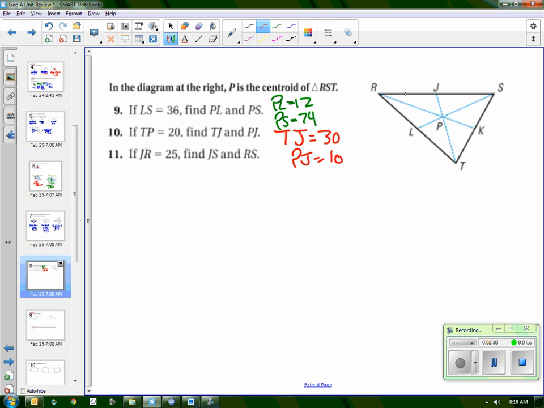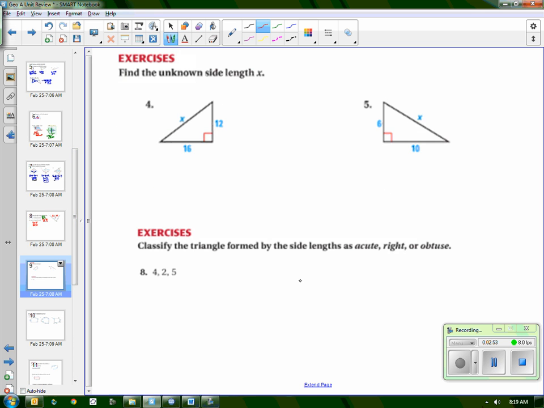JR is 25. This is 25. Well, like I said before, this is the midpoint. So if that's 25, then JS is going to be 25. And RS would be the total. 25 plus 25 is going to give you 50. So remember, the short segment of the median is 1/3 of the entire median, and it is half of the long portion of the median. Cool little trick there.